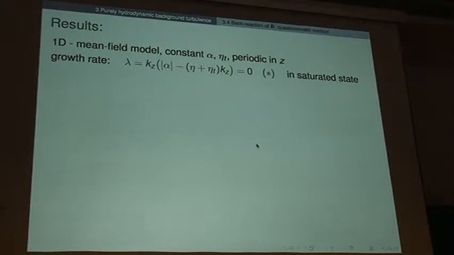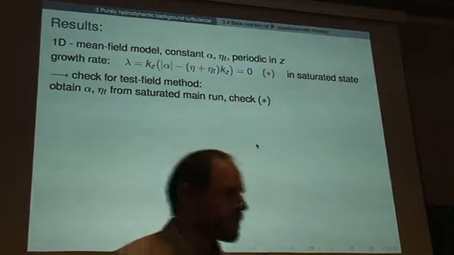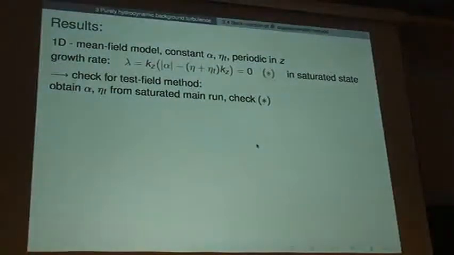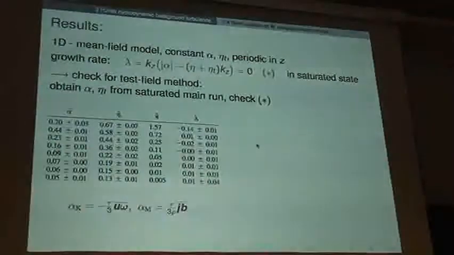So now what was done was to check the test field method by calculating these numbers for different situations and checking whether the expression is 0 or not. Can I show you the results? It's here for different cases, which are mainly distinct with respect to the magnetic Reynolds number, which you can see from the molecular value of the diffusivity, changing a lot. So the magnetic Reynolds number was controlled by this parameter, the molecular diffusivity.